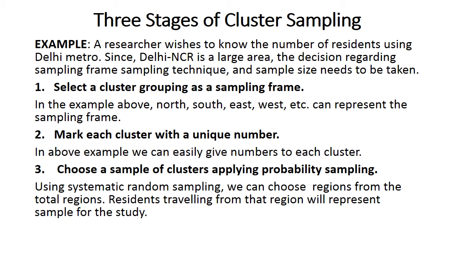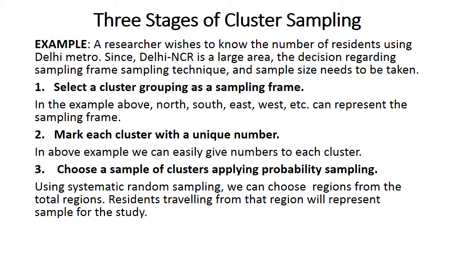Stage 2 is to mark each cluster with a unique number. It could be any number which can be easily given. Third is to choose a sample of clusters and apply probability sampling. Now, choosing systematic random sampling, we can choose regions from the total regions. Residents traveling from that region will represent the sample of that region.